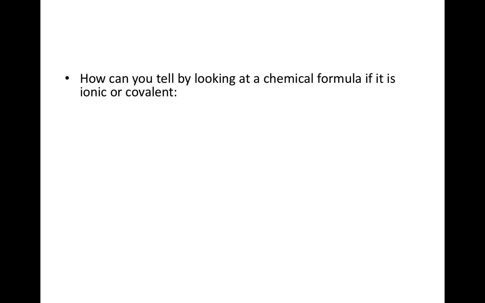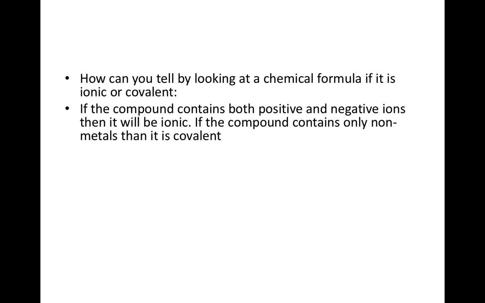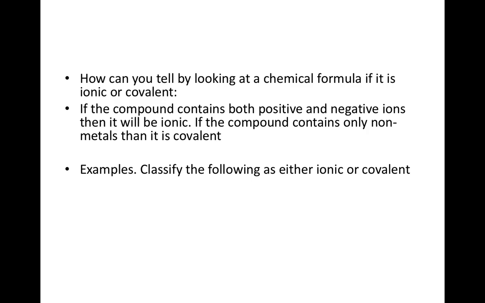So next, how can you tell by looking at a chemical formula if it is ionic or covalent? If the compound contains both a metal and a nonmetal, or positive and negative ions, then it's ionic. If the compound contains only nonmetals, then it is covalent. Examples, classify the following as either ionic or covalent. Pause the video and see if you can classify them.